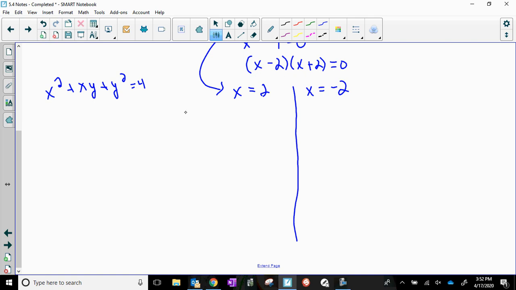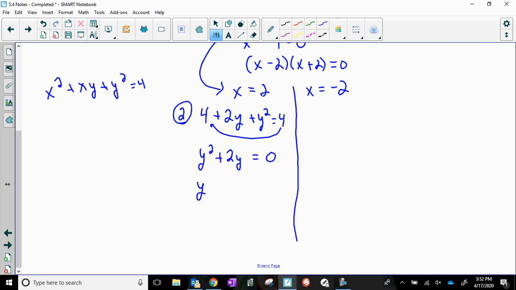So let me replace every x with a 2. So 2 squared plus 2 times y plus y squared equals 4. Well, this is a quadratic. Let me put everything to the left side and make the y squared positive. And when I subtract this 4 over, it's going to give me a 0.